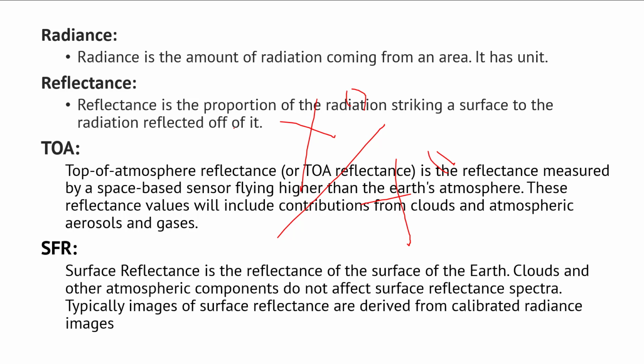Then in the case of reflectance, there are two types. One is TOA. You will see that in Google Earth Engine, Landsat 8 TOA data. Top of atmosphere reflectance is the reflectance measured by a space-based sensor flying higher than the Earth's atmosphere. So it does not exclude atmospheric problems like aerosols, gases. For that, you need to apply a different model to reduce those effects, that is surface reflectance. After that, you will get surface reflectance, which is devoid of clouds and the effects of clouds and atmospheric components.